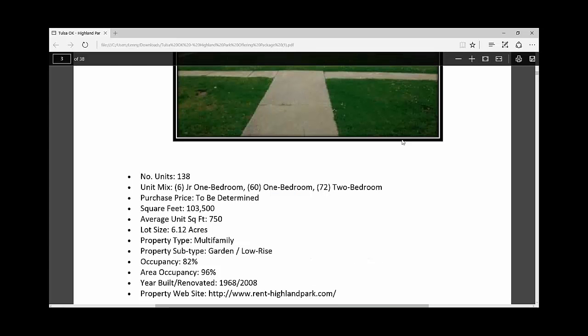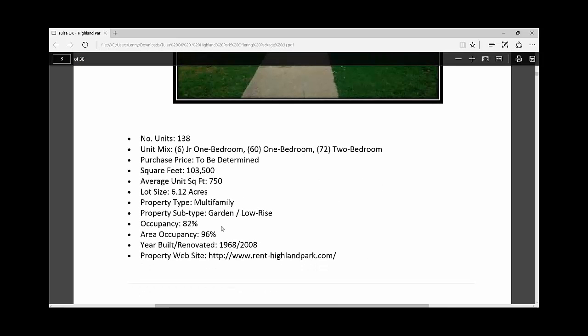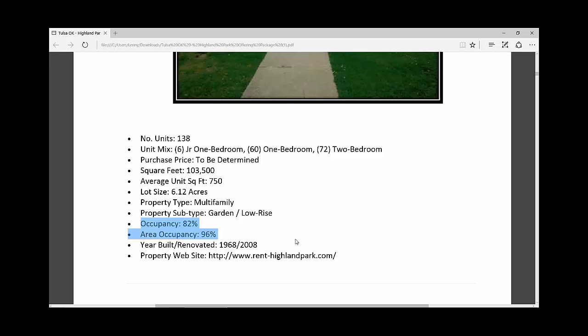We've got some great, beautiful sections here, more pretty pictures. Okay, what's it going to tell us about this particular property? Purchase price to be determined. They told us the unit mix. Area occupancy is 96%, but the current occupancy is only 82%. So this is an underperforming asset.